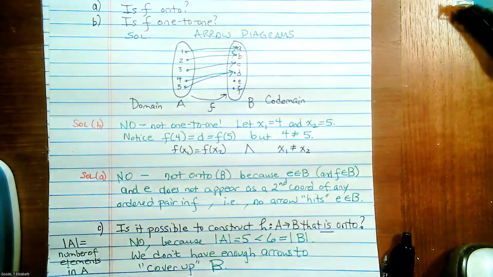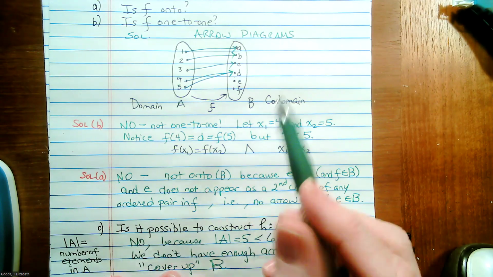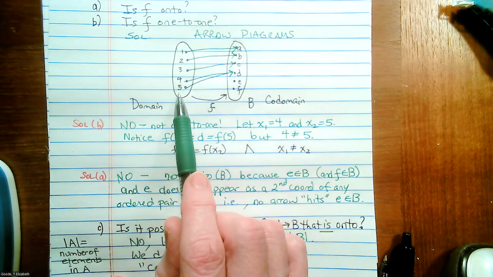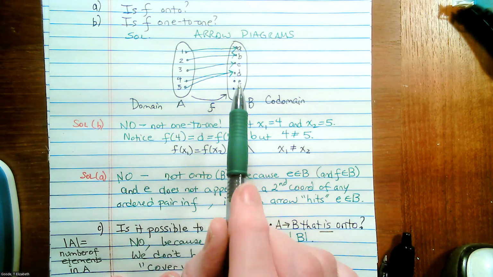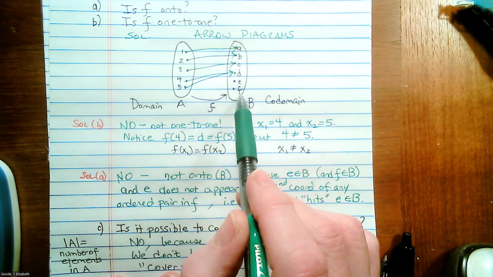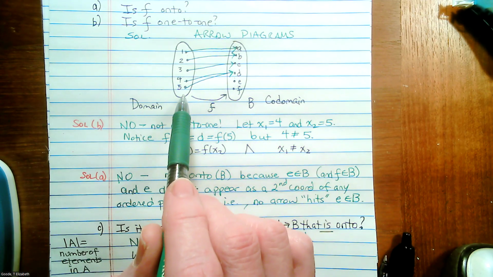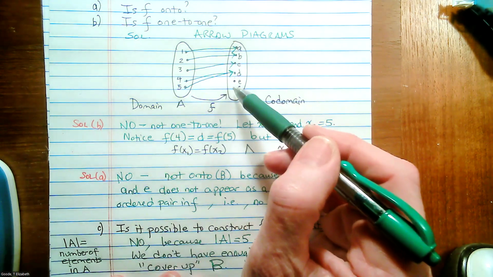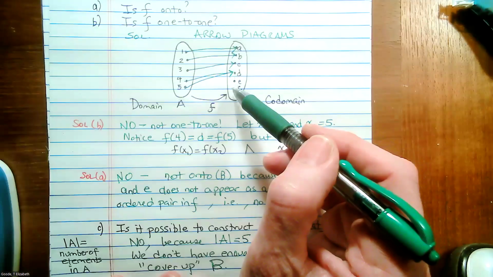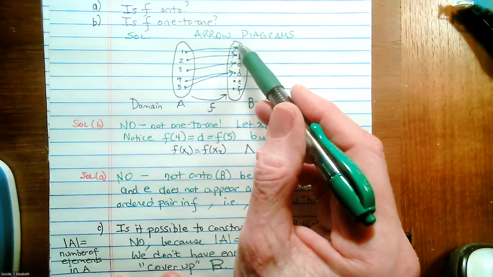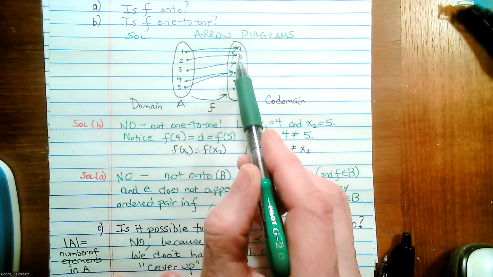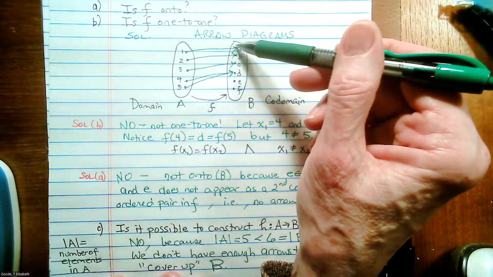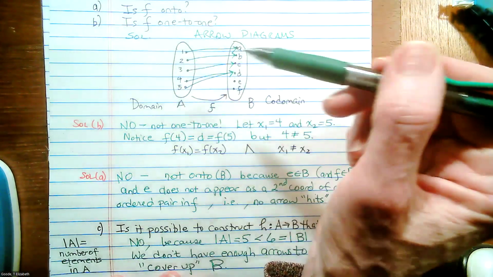And if you want to think about it in the other direction, you can think about building functions from B to A, and you can ask yourself questions like, is it possible to build a function from B, which has 6 elements, to A that is onto? Sure, we have plenty of arrows. We have 6 arrows from any function mapping out of B, and that's more than enough arrows to cover up A. But is it possible to build a one-to-one function from B to A?